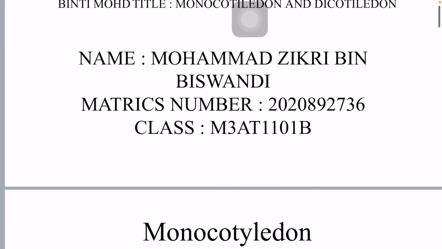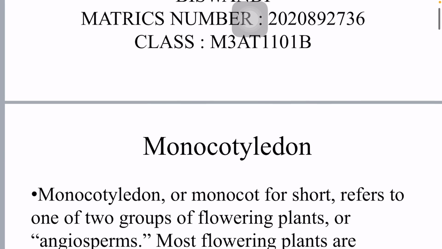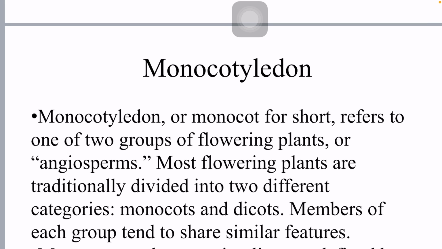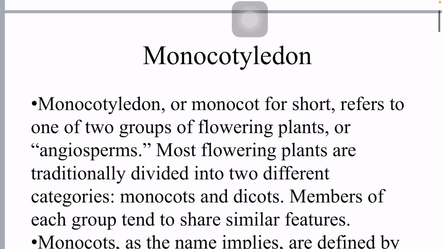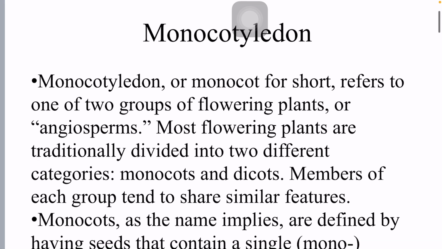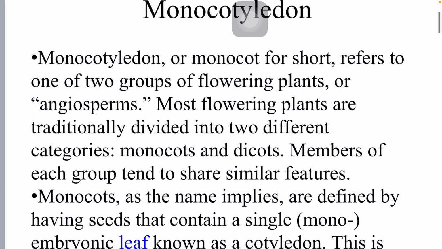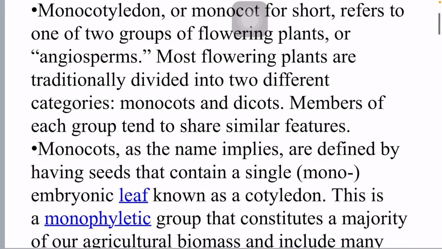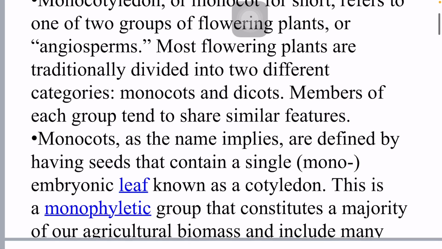First of all, let us see the definition of monocotyledon. Monocotyledon or monocot for short refers to one of two groups of flowering plants or angiosperms. Most flowering plants are traditionally divided into two different categories, monocots and dicots. Members of each group tend to share similar features. Monocot, as the name implies, are defined by having seeds that contain a single embryonic leaf known as cotyledon.